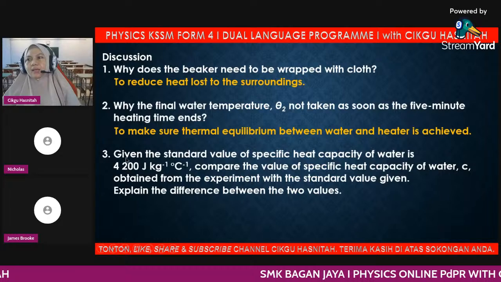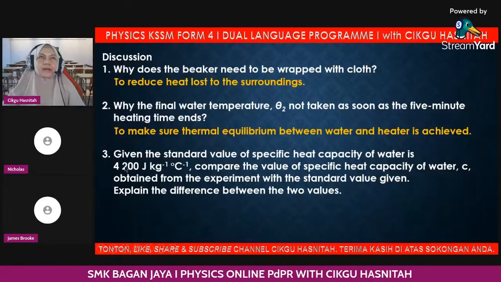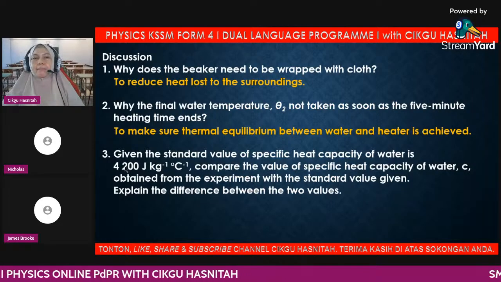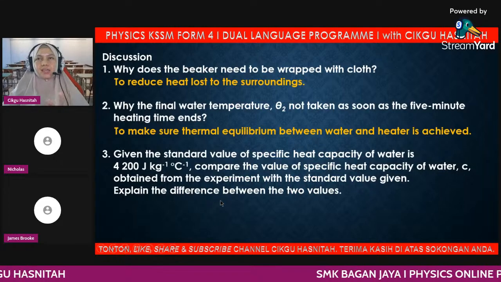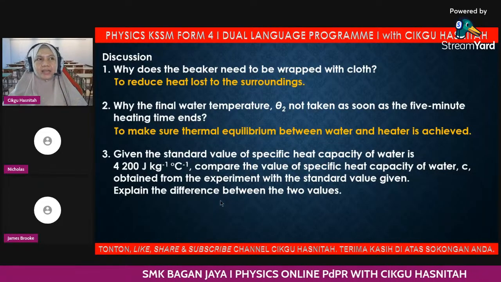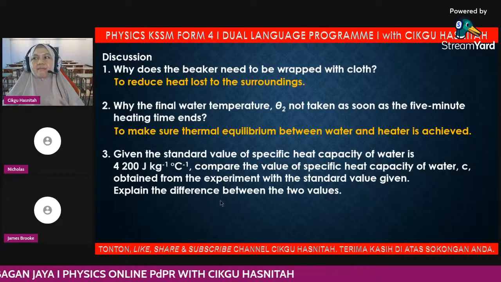So number 3, given the standard value of specific heat capacity is 4,200. This is the theoretical value, 4,200. But in this experiment, normally the value of C that we get is higher. It is a bit higher than the actual or the theoretical value.